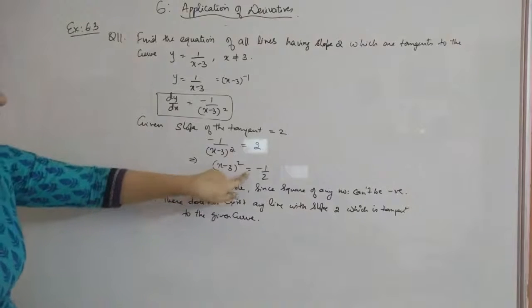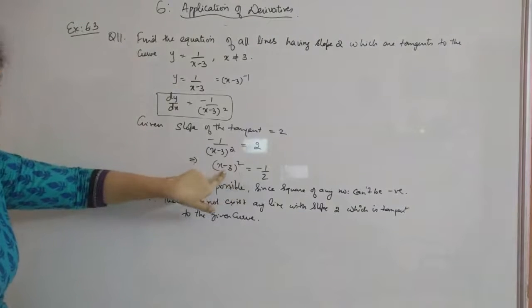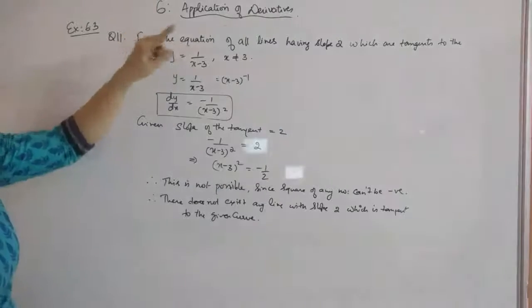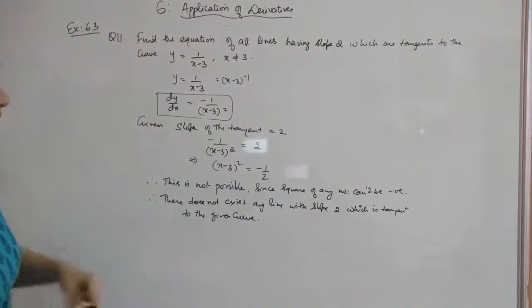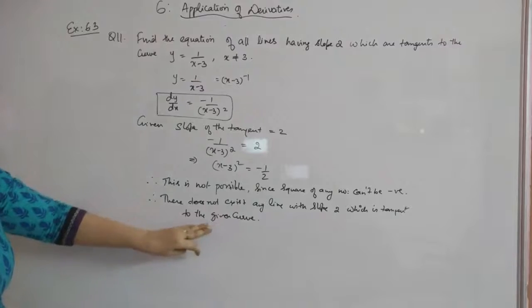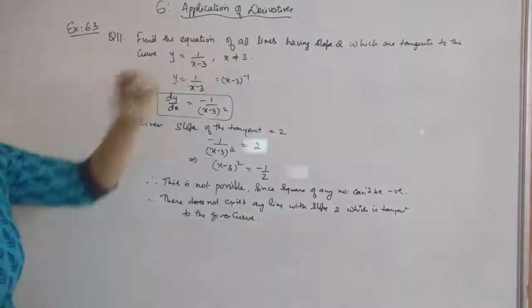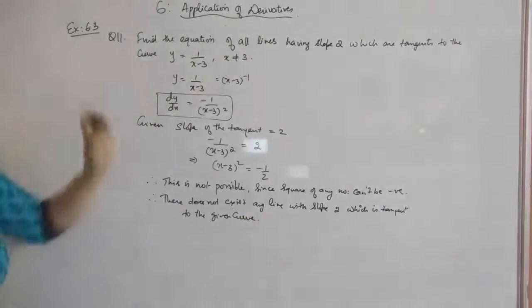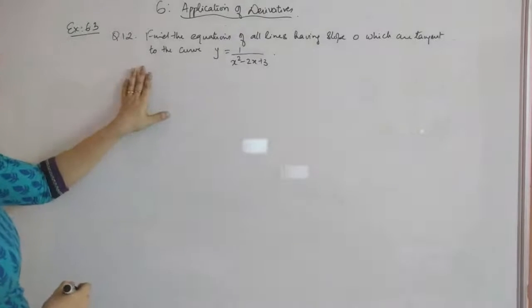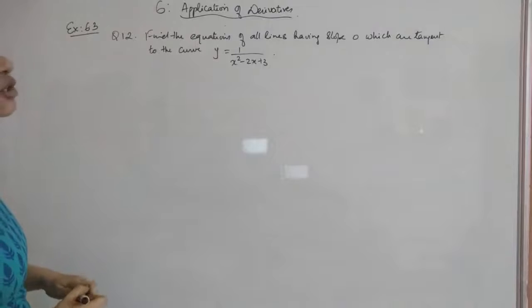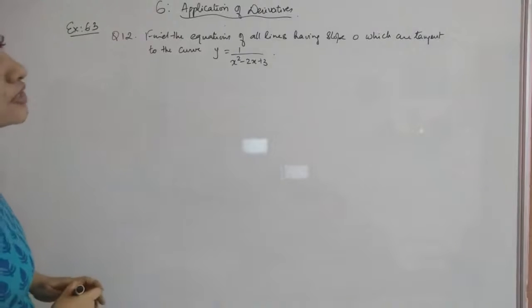Because you cannot find that x at which the line will be tangent to the curve. So this is not possible, therefore you cannot find any line which has this slope and which is tangent to this curve. Okay, clear?